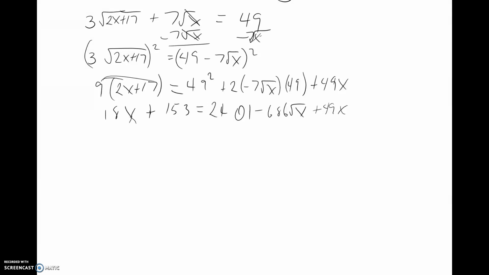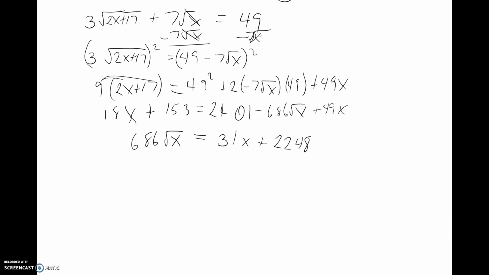But really what I want to do now is move everything that isn't a square root to one side, and everything that does have a square root in it, I'm going to move to the other side. So I'm going to move the negative 686 square root of x to the other side, so I have positive 686 square root of x. Everything else I'm going to move to the other side and combine the like terms. It actually works out fairly nicely. I'm just going to be left with 31x plus 2248. I've done this already ahead of time, but I just combine like terms once I move things to the other side.